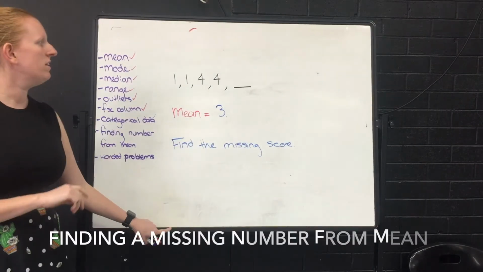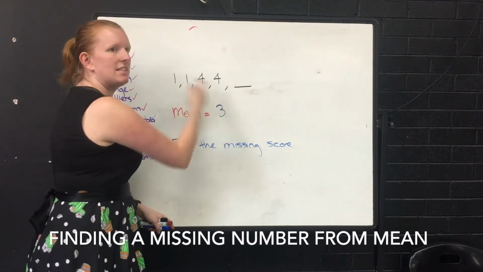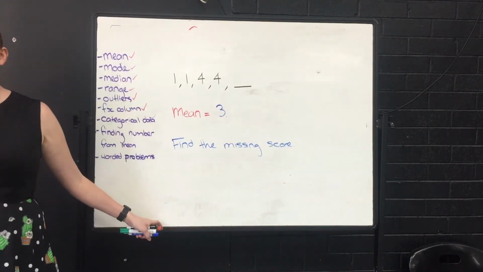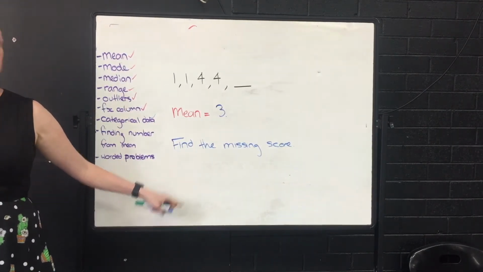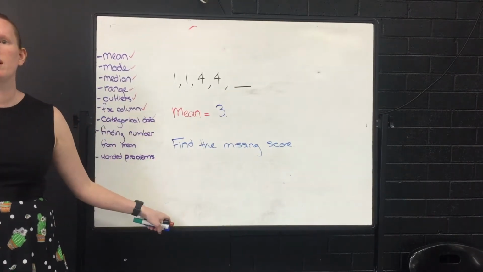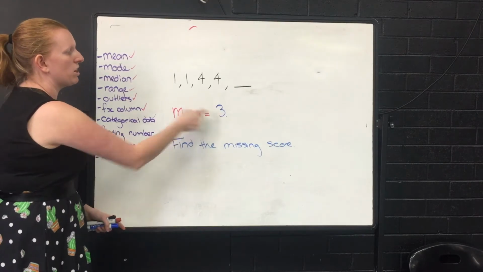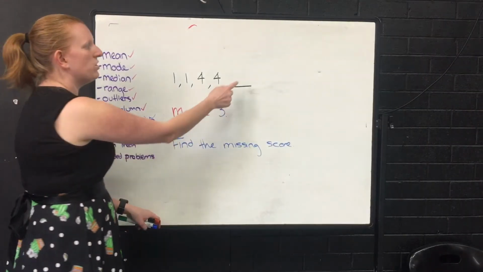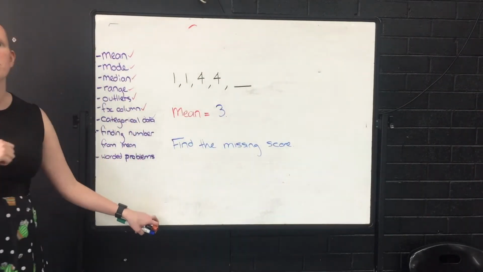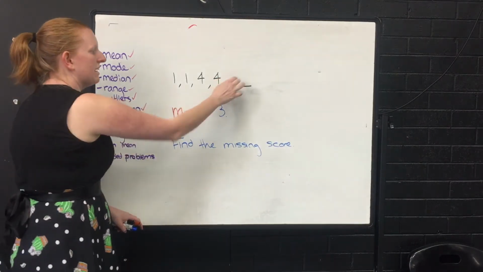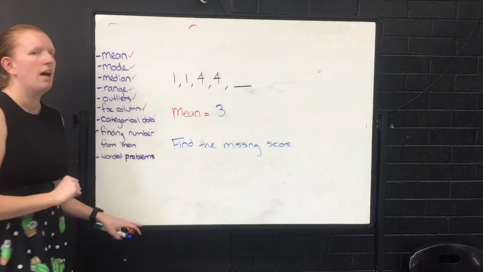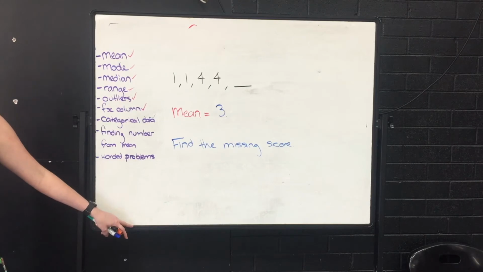So now I'm given 4 scores and I'm missing 1. So I need to try and find what my missing mystery score is, but they tell me that my mean is going to be 3. So I need to find which one is missing. Now, if it weren't missing, my mean would be 3. How might I find what the missing score is? Yes?